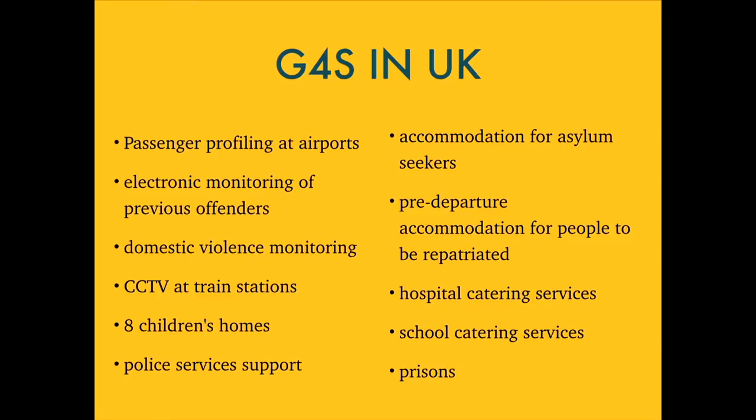And if we look at the people who are affected by most of these things, they're people on the edges of society. They're asylum seekers, former offenders, survivors of domestic violence, children. They run 8 children's homes in the UK, and G4S also do a number of other things, like run prisons in the West Bank and all sorts of horrible things. But the point here is that they're doing this as subcontractors of the UK government.